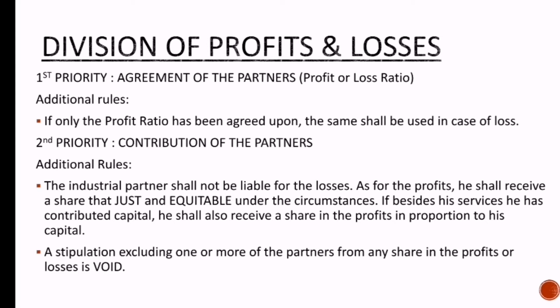Ito pa pala, a stipulation excluding one or more of the partners from any share in the profits or losses is void. So, it was stated in the partnership law na kapag nag-agree kayo, halimbawa A, B, and C, nag-agree kayo na si C hindi siya mag-share sa profits or loss, diba? So, yung agreement na yon, void yon.